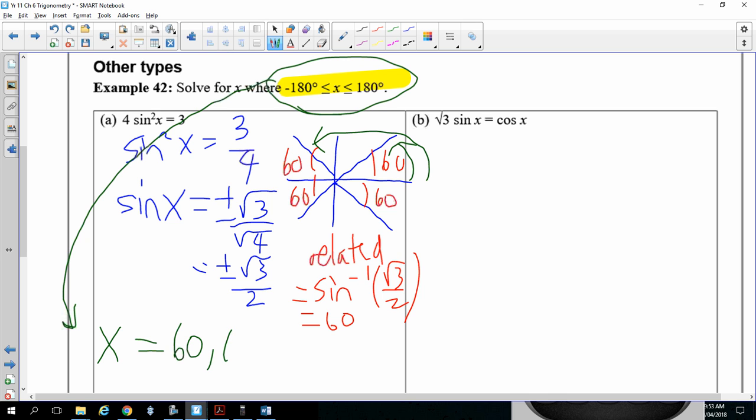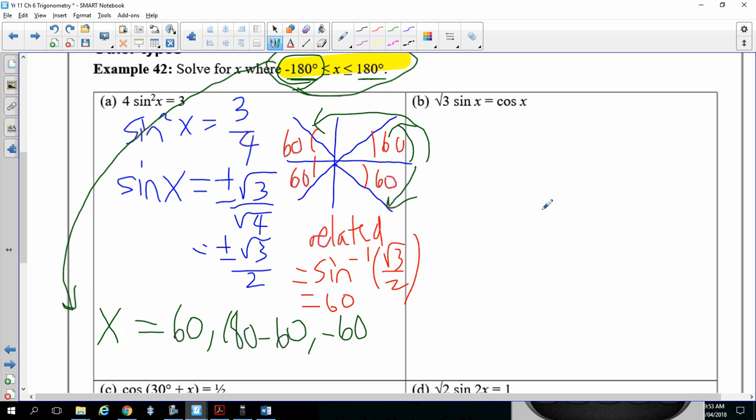If I want to go to the third quadrant, I can't travel this way. Let me use a magic pen. That's illegal now. I have to go that way. Now we'll go back to the normal pen. So we have to go negative, 180 minus 60. So you end up with negative 120, negative 60, 120, and 60. All right, get the idea?